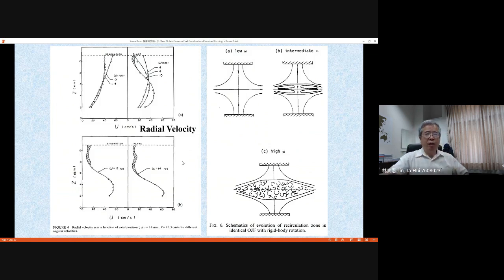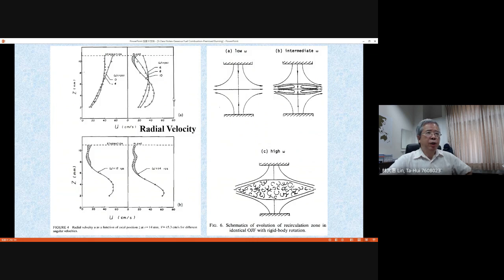Okay, now you can figure out that if you have a flame existing here, definitely it will experience flow stretch initially. For example, here we assume the flame exists here. Initially, without rotation, the radial velocity is large, right? This is a larger radial velocity. That means they have experienced a larger flame stretch, but the radial velocity is reduced. That means the flame stretch is reduced with increasing omega. Okay, in this sense, the flow rotation gives you a positive influence on the flame surface because it can reduce the flame stretch.